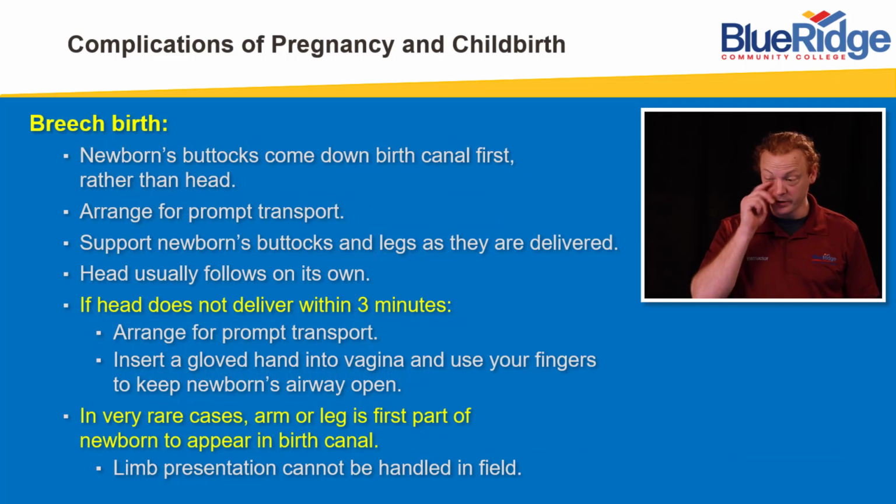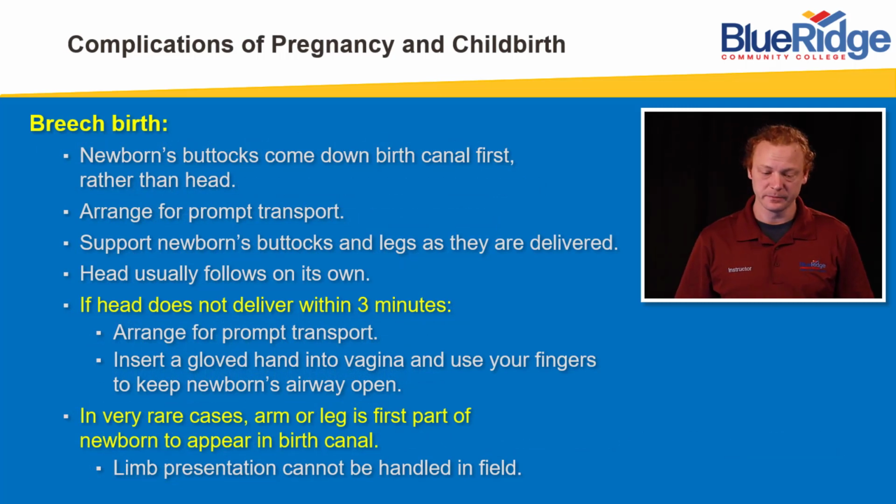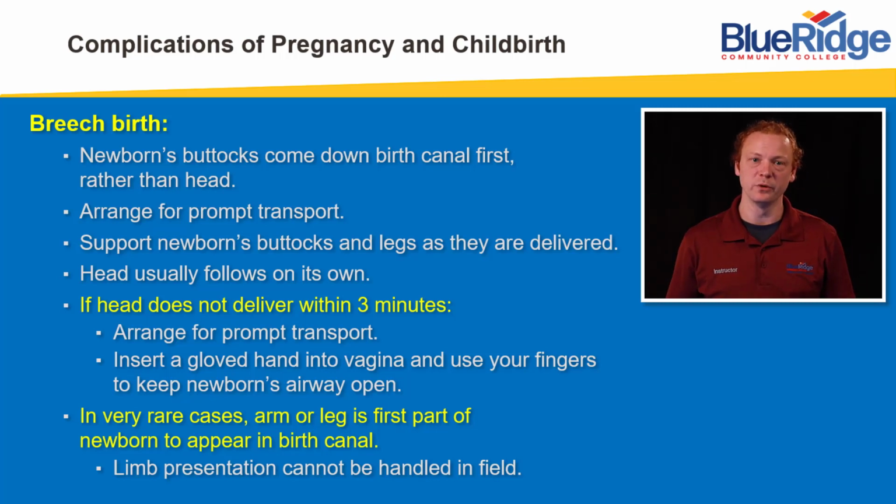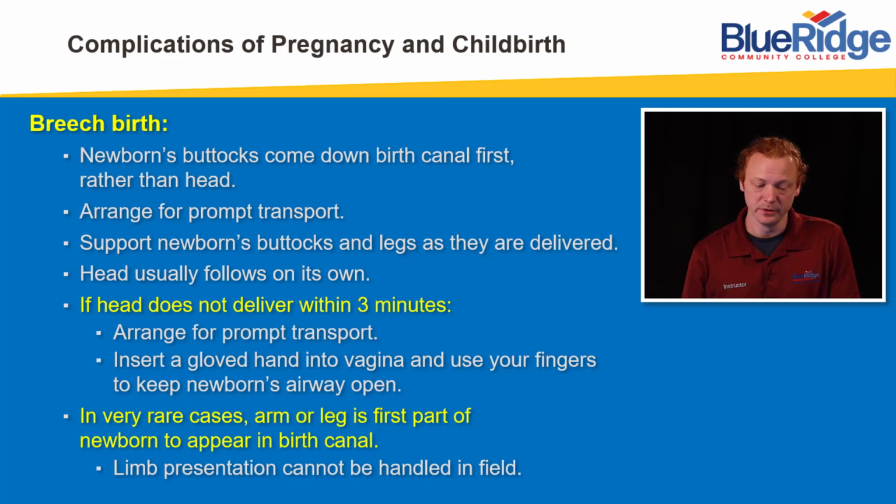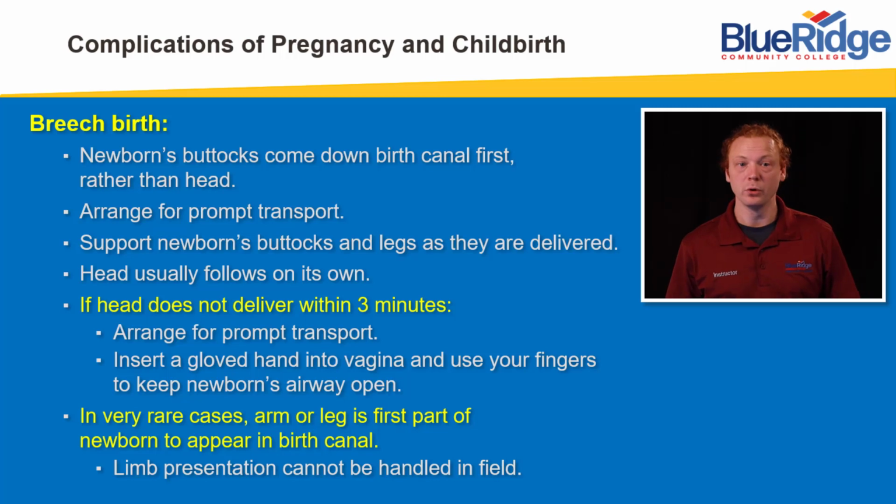Next, we have breech deliveries. This is where the newborn's buttocks come down through the birth canal first. Once you recognize this is what's going to happen, arrange for that prompt transport. A breech birth does slow labor, so there is more time for transport to the emergency department. Of course, once delivery begins, we want to stop that transport and attempt the delivery. You'll want to support the newborn's buttocks and legs as they are delivered, and the head usually follows on its own. But if the head does not deliver within 3 minutes, go ahead and arrange for that prompt transport.